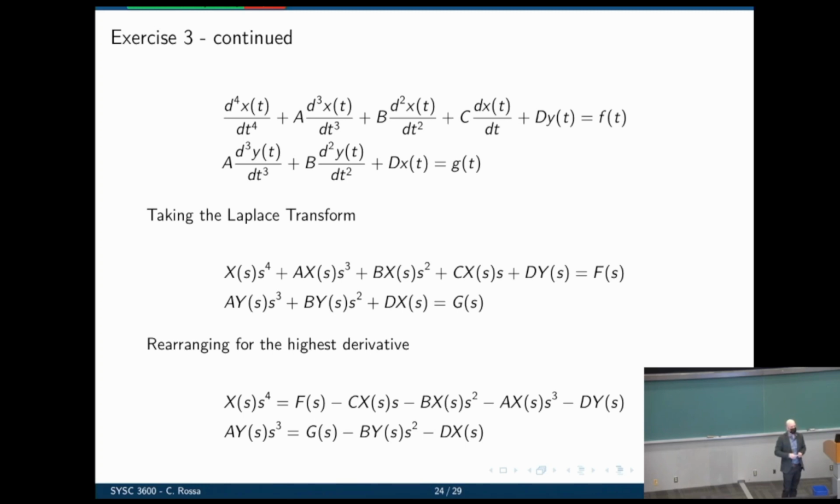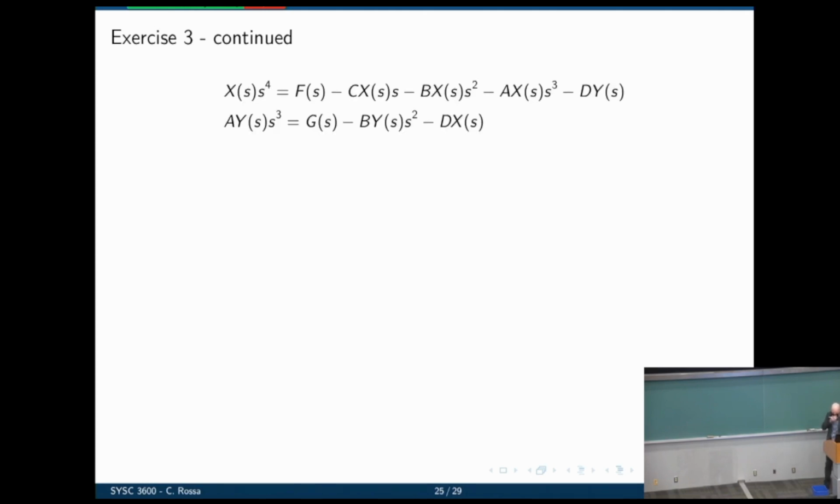Now, how we got to these equations? Is it clear? So the first manipulation is just the Laplace transform. The second manipulation is just solving for the highest derivative. So this is our starting point. Are we good? Make sense? Okay. Very well. So now these are the two equations we have to work with.